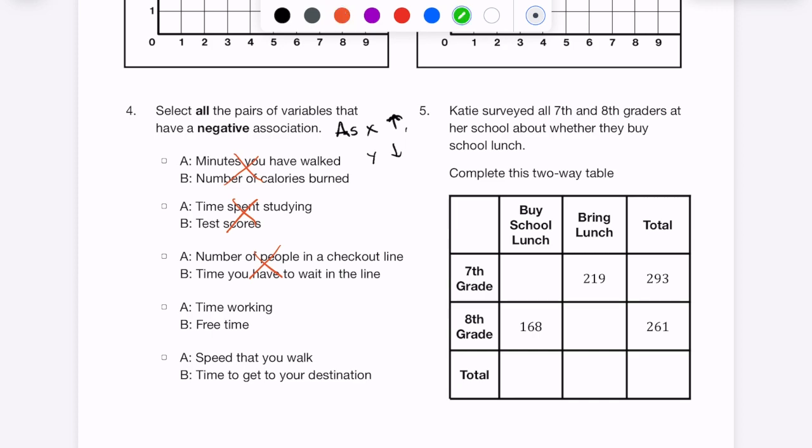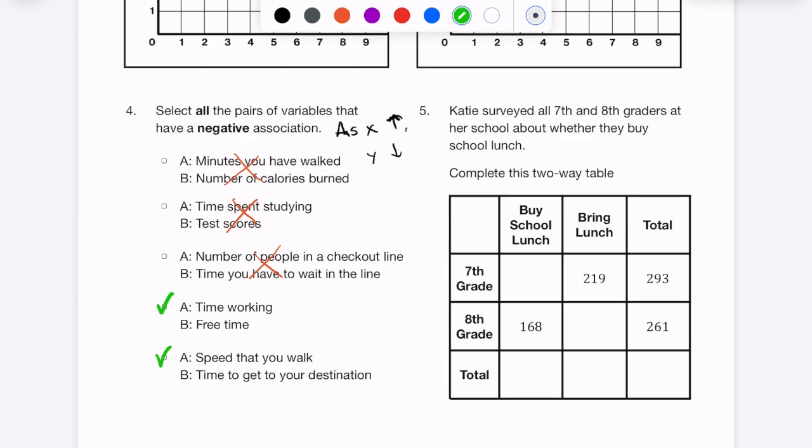Fourth one, as your time working increases, your amount of free time decreases. That is true, right? The more we work, the less free time we have. So that's a negative association. And then finally, as the speed you walk increases, the time it takes to get to your destination decreases. That's true. The faster you go, the less time it takes.